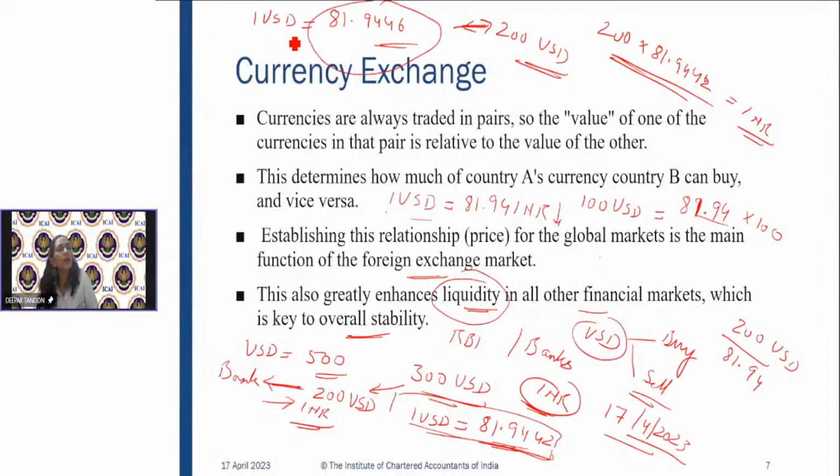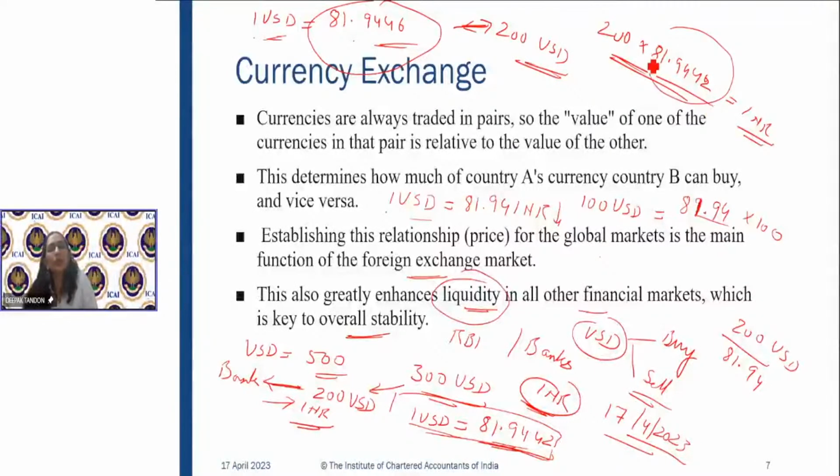So the bank wants to get more INR per dollar. So this is the rate the bank will quote. So this is the bank's selling rate of USD. When the bank is selling you USD, the bank will quote a higher rate. When the bank is buying USD, the bank will quote a lower rate.